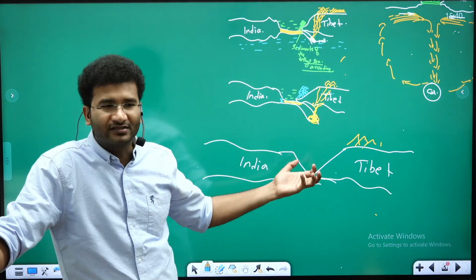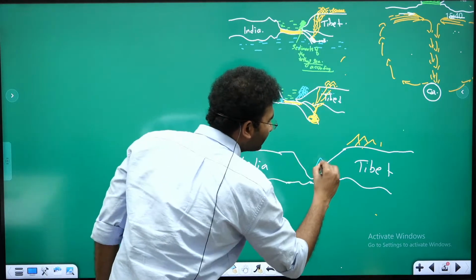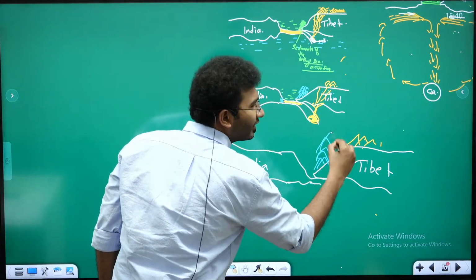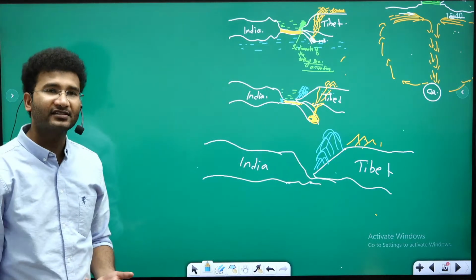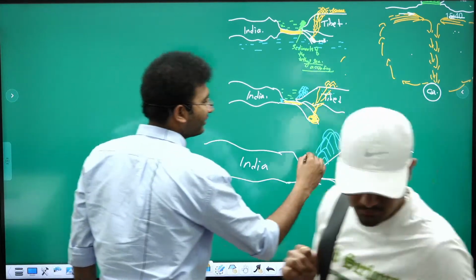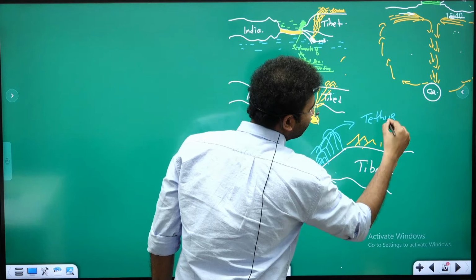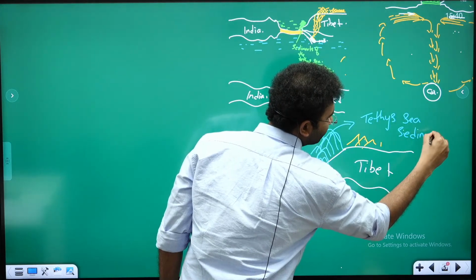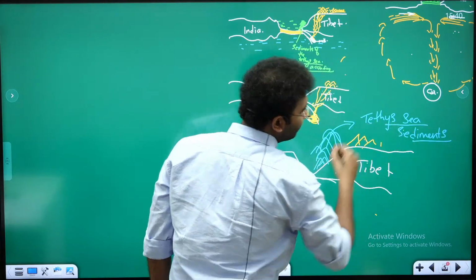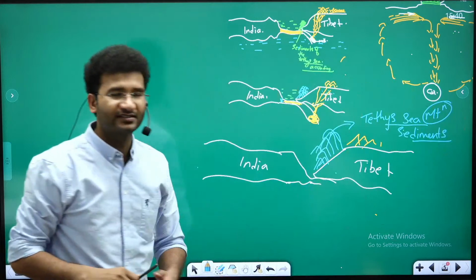What are the sediments? These oceanic deposits got deposited here, and this led to the rise of the volcanic material here, right? The rise of the volcanic material here has led to the formation of Tethys Sea sediments mountains. Now what is this Tethys Sea sediment mountains?